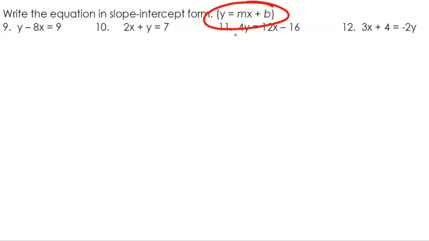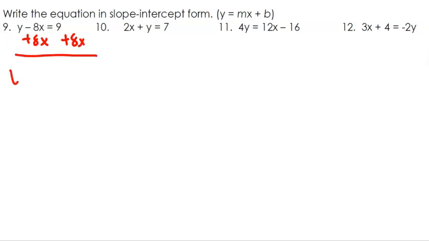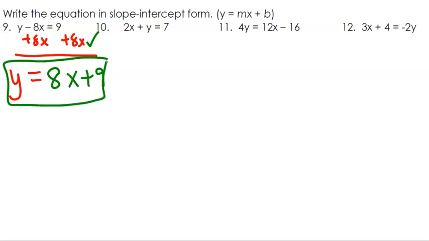That means y is by itself and the x and the constant are on the other side. So for number 9, I simply need to use an inverse operation to remove the 8x from the left side and make it appear on the right side. Now the good news is it doesn't matter which you write first. You can write the 9 first, giving you 9 plus 8x, or you can write 8x first, giving you 8x plus 9. Both are correct.